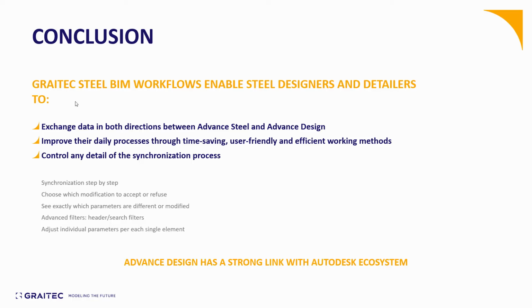We saw that our synchronization dialog box is a step-by-step automatic synchronization, and you have control over the elements that you want to ignore or keep. As well, in that dialog box, you can clearly see what kind of parameters have been modified in Advanced Design. So either it's a material or section, you can see the old one, you can see the new or modified one, and it's going to be helpful for you to check what's happening in your model.